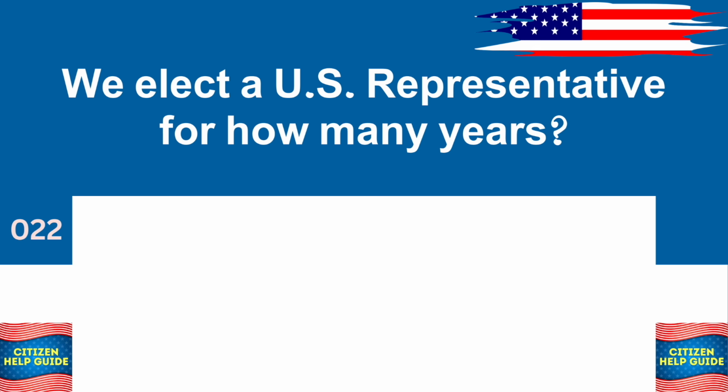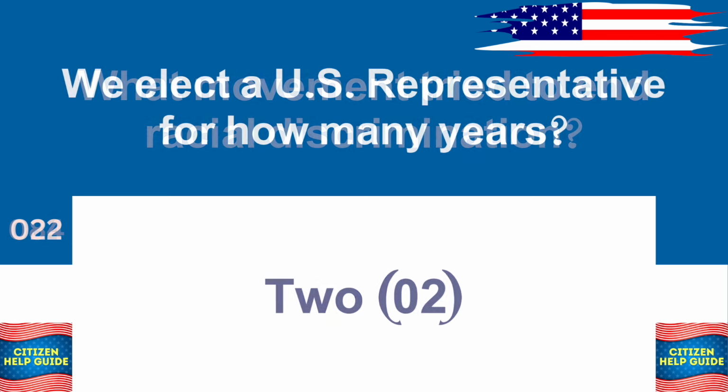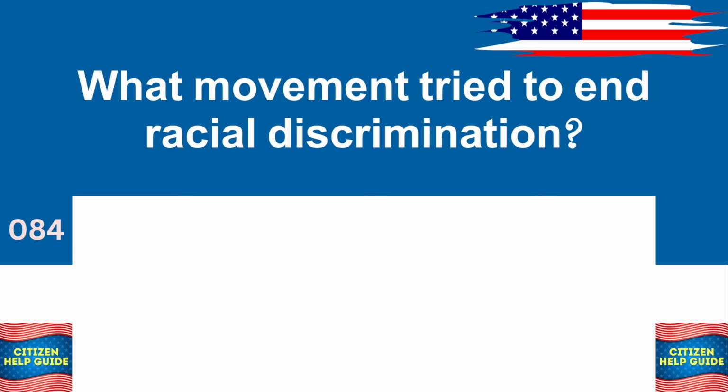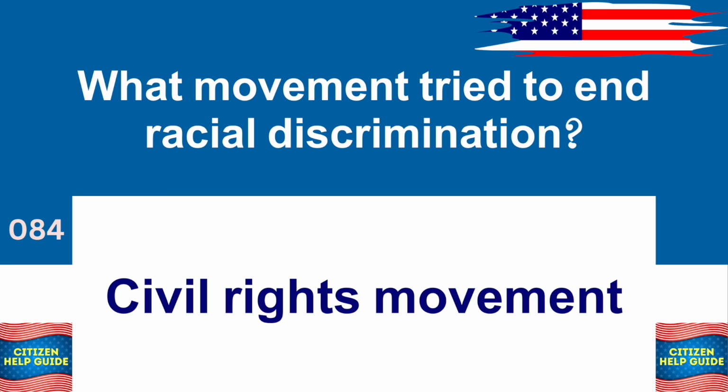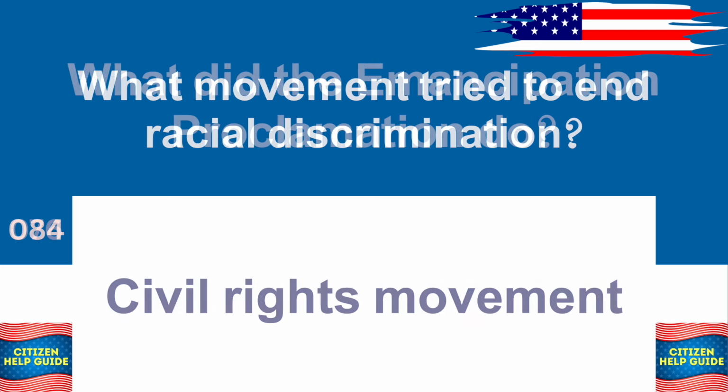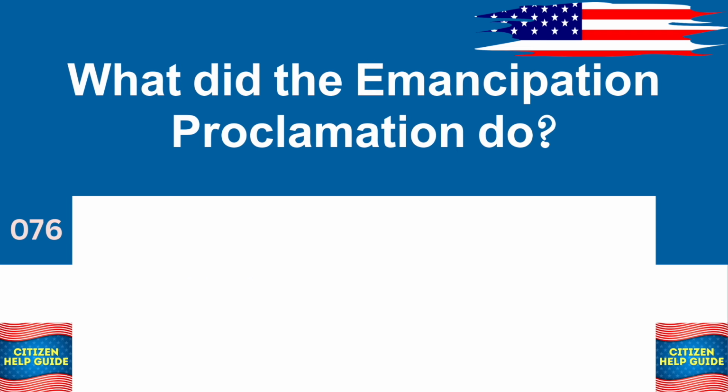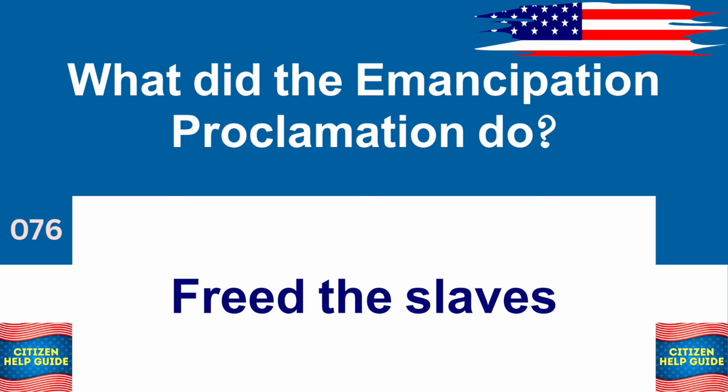We elect a U.S. representative for how many years? Two. What movement tried to end racial discrimination? Civil rights movement. What did the Emancipation Proclamation do? Freed the slaves.